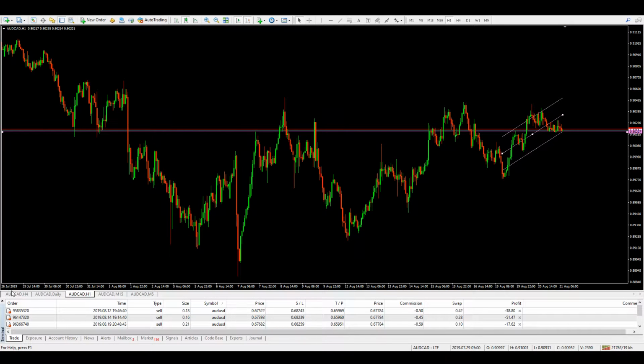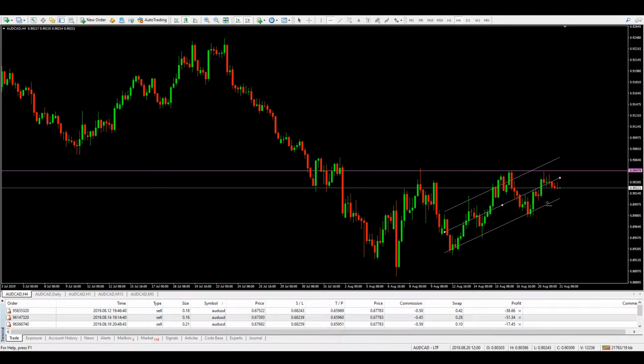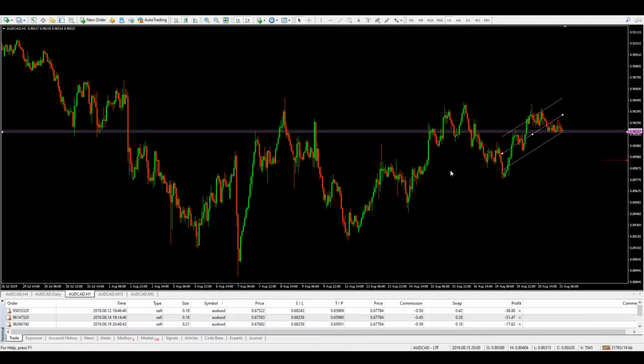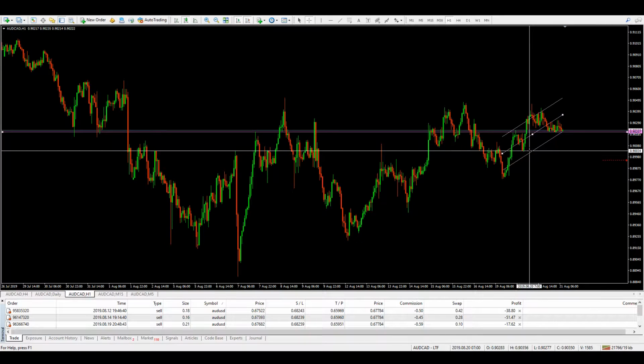A break past the day's low. So let's go back to the daily. A break past this low here. So let's put this in and find out what level this is on our hourly. Okay, so it's these lows here.